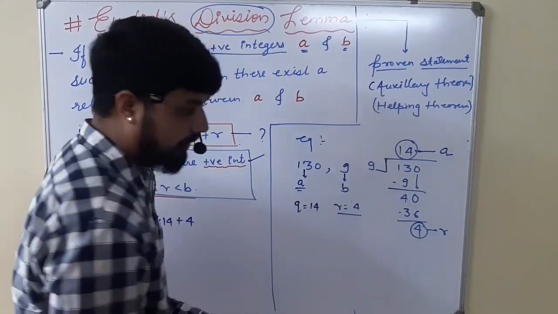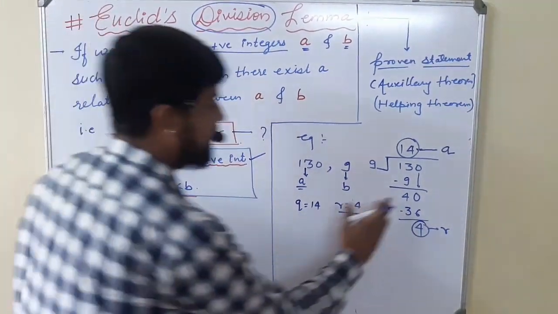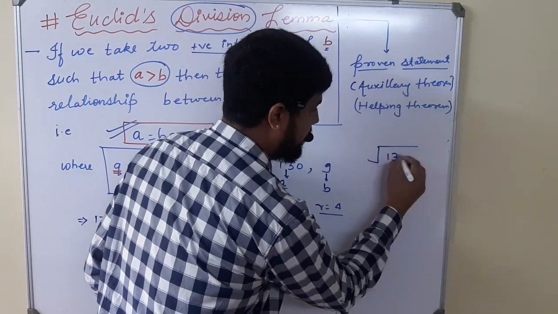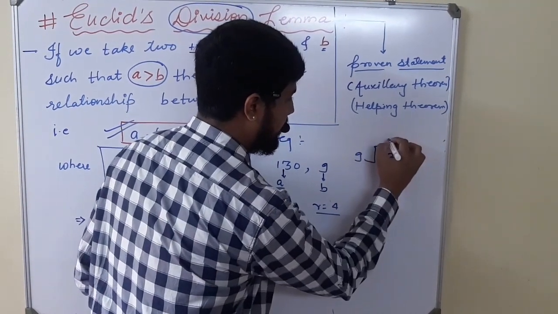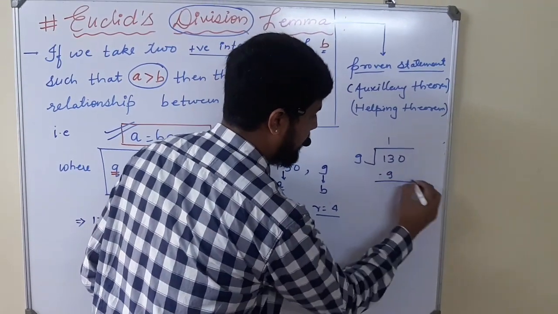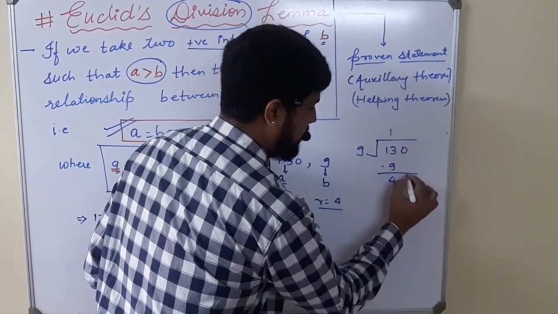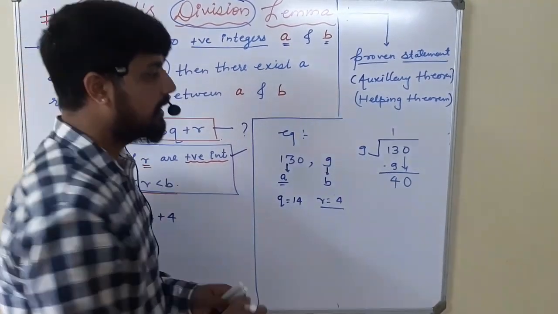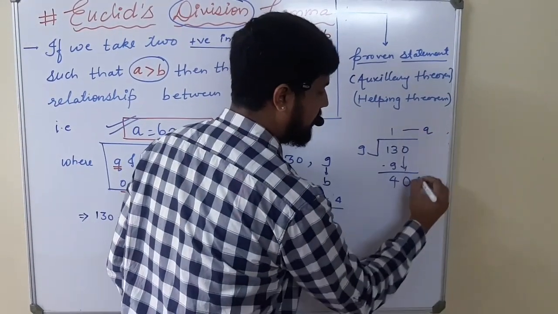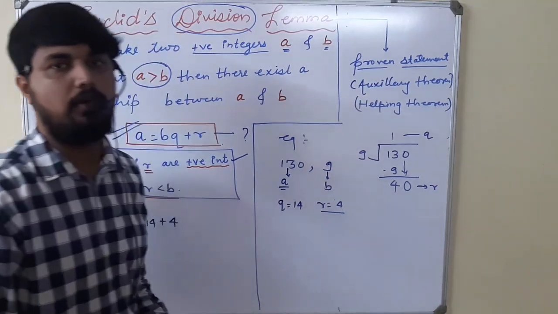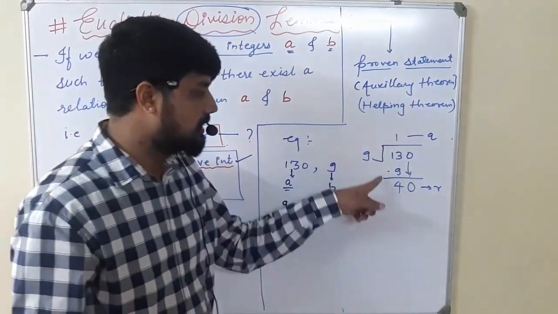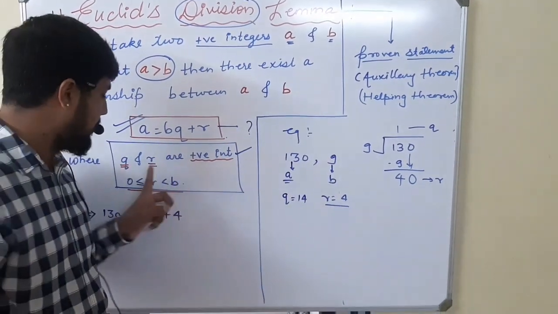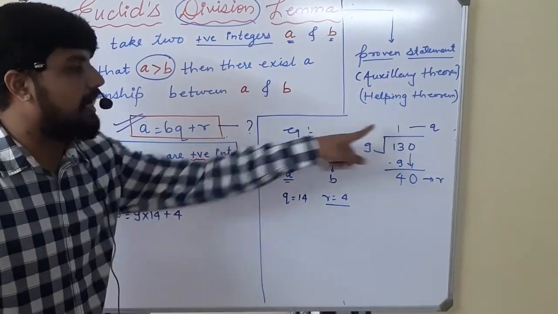Let's try to understand the same example. Suppose again I divide 130 by 9. 9 ones are 9, remainder is 4, and then we carry forward this 0. Now we cannot say that this value of 1 is our q and this 40 is our remainder. We cannot do it this way, because in this division the first condition is satisfied. The value of q is positive, the value of r is also positive, and they are integers.